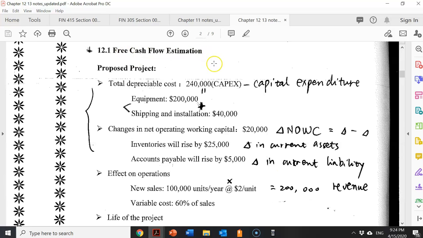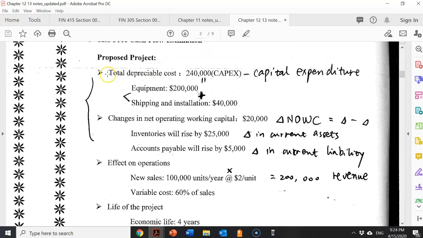Okay, free cash flow estimation. Let's use a project as our example here. The proposed project has a total depreciable cost of 240,000 capital expenditure. This capital expenditure includes the price for the equipment, 200,000, plus shipping and installation for the equipment, 40,000. So this 200,000 plus 40,000, which is 240,000, is the initial cost or capital expenditure for purchase of the equipment, and it's the total depreciable cost as well, because the equipment is going to depreciate over the lifetime of the project.